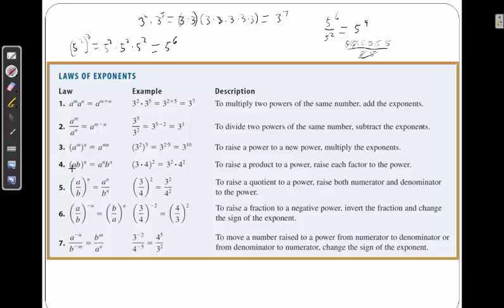Law 4 shows you that exponents distribute across a multiplication. Law 5 shows the same thing for a division. If you have a multiplication inside of parentheses, the exponent will distribute through. So you get 3 to the 2, b to the 2.